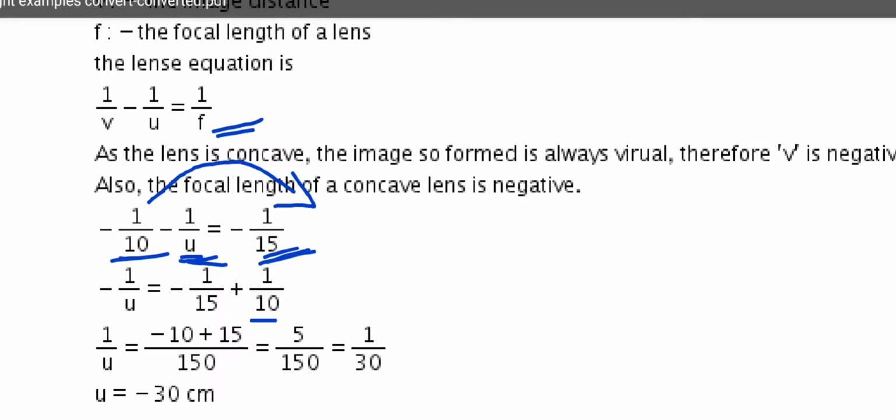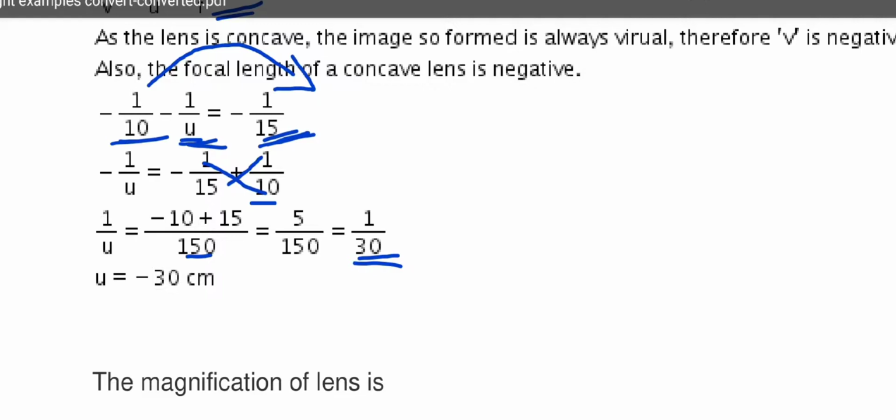So 1 by u is equal to, cross multiply, minus 10 plus 15 divided by 15 into 10, that is 150. So if you solve this, you will get 1 by 30. So that is 1 by u is equal to 1 by 30. Therefore u will be equal to minus 30. That means the image is placed exactly at the center of curvature, that is 2f1, right?